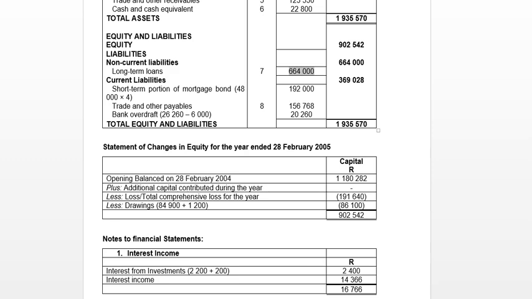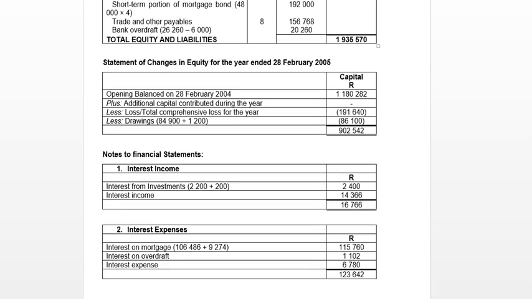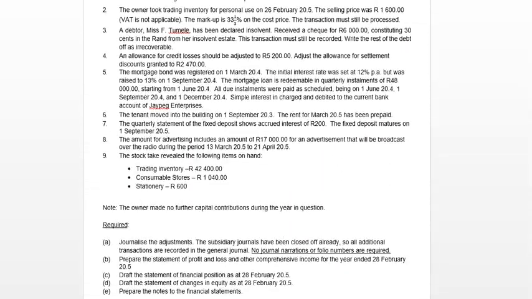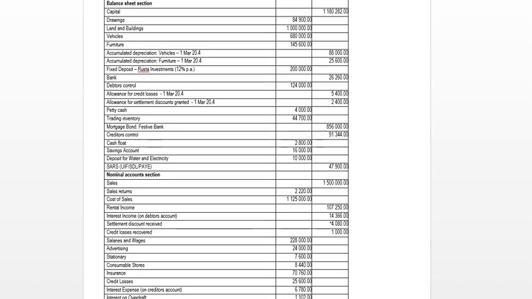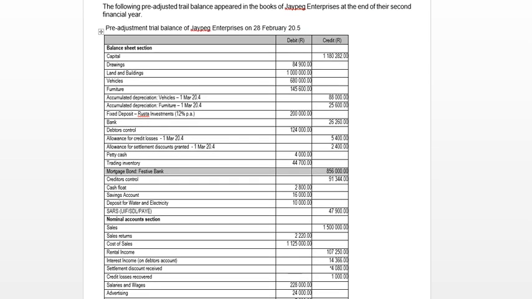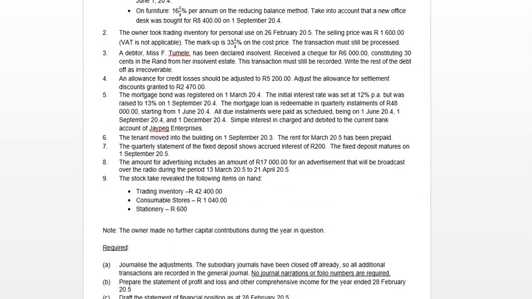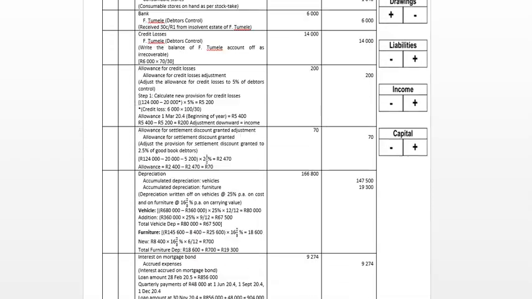Okay, what was our long-term portion? So our liabilities, our non-current liabilities, in other words, our long-term liabilities. So that consists of our mortgage bond of 856,000 Rand. So that's the balance in terms of our mortgage bond. But what we know from our mortgage bond is we pay off 48,000 Rand each quarter. So that will be our short-term portion.